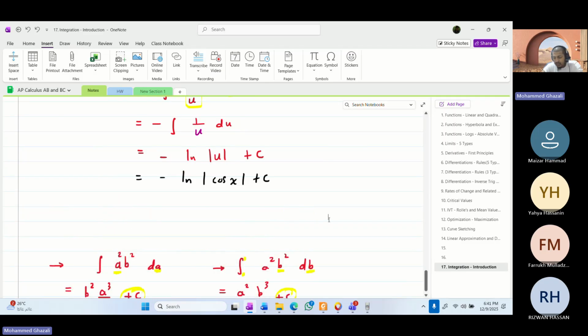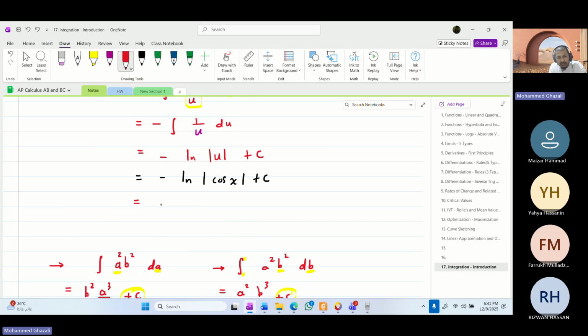Next one. Look at this. We know laws of ln, right? So you can take this negative 1 to the power. So that becomes ln cos x to the power negative 1 plus c. And what's cos x to the power negative 1? 1 over cos x. So that becomes ln sec x plus c. So that's the answer for the integral of tan x, ln sec x plus c. Are we good, guys? Excellent.